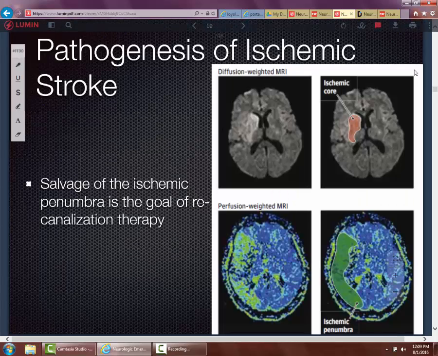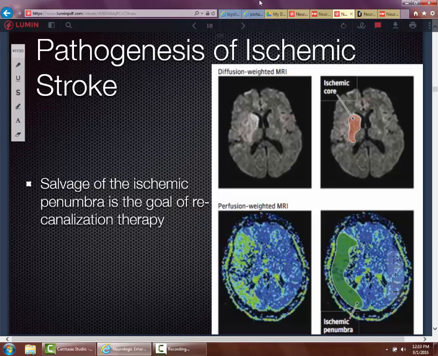MRIs have become extremely sophisticated over the last 5 years, and we can actually image this concept now and put it on a radiograph. The top image is what's called a diffusion-weighted image. High signal means impaired Brownian motion of water molecules. Okay, what happens is if you lose cerebral blood flow, you lose oxygen. If you lose oxygen, the sodium ATPase channel fails, and the normal electrochemical gradient of the membrane fails. So the cell swells, and that's picked up as high signal on the diffusion-weighted image.